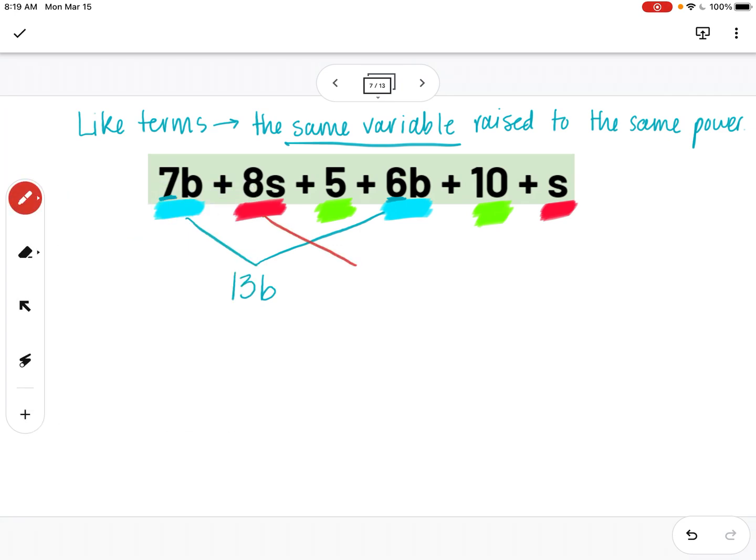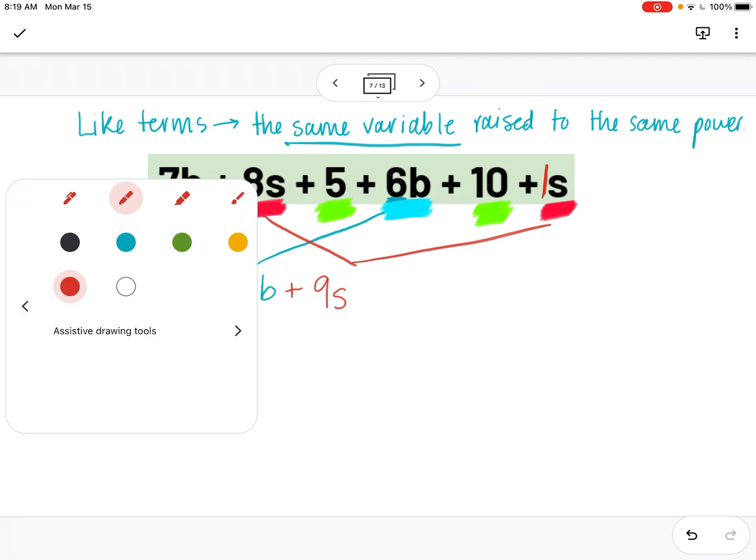Let's try it with the next one. We have 8s and s. Well, what do we do now? Does that just equal 8s? If you remember correctly, anytime we just have a variable with no number in front, it has an imaginary 1. If it's just an s, that would be equivalent to 1s. So in this case, we'd add the coefficients of 8 and 1 to get 9 for a total of 9s.